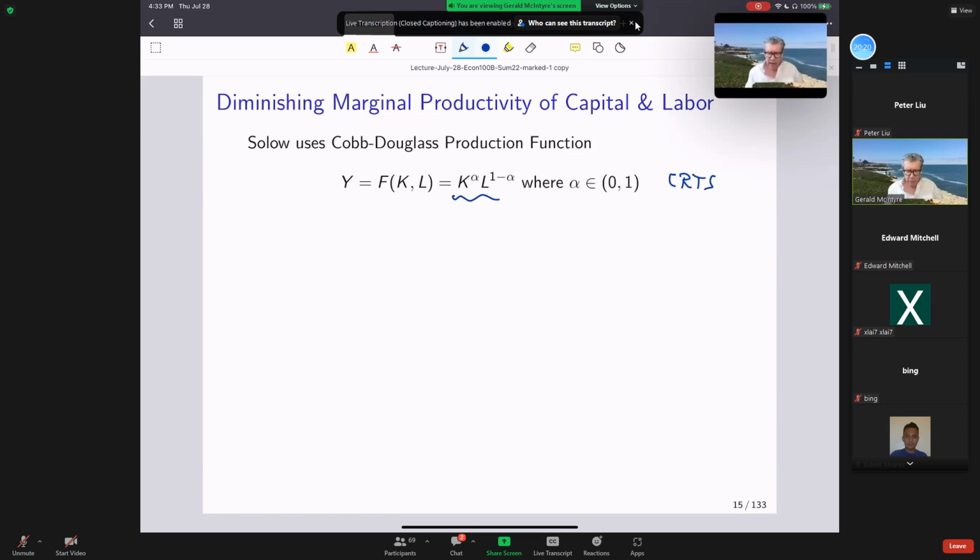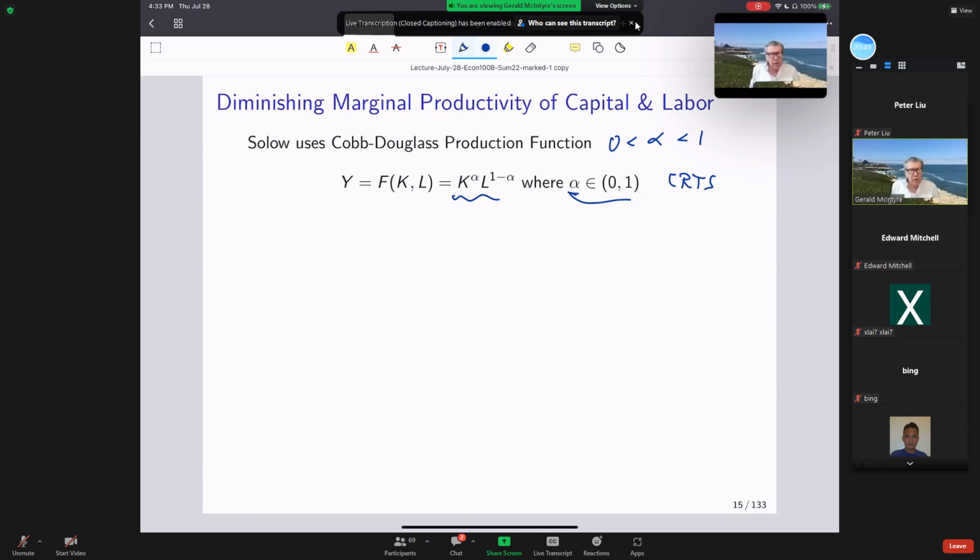And alpha is in the open interval (0, 1). This expression means that alpha is strictly between 0 and 1. Not 1, not 0, but somewhere in between. It's a fraction, like a half or a quarter, a third, something like that. Solow uses this aggregate production function in his examples from his famous paper, and we will use this production function as well.